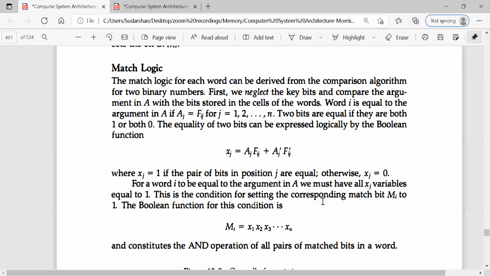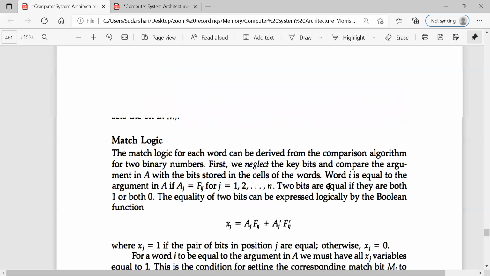And the last part of your CAM is whether the word can be active or inactive, because we store contents in content addressable memory. Sometimes the word may be active, or sometimes the word may become inactive. Therefore, how do we distinguish whether a word is active or inactive? You can make use of one more register. That register is called a tag register.